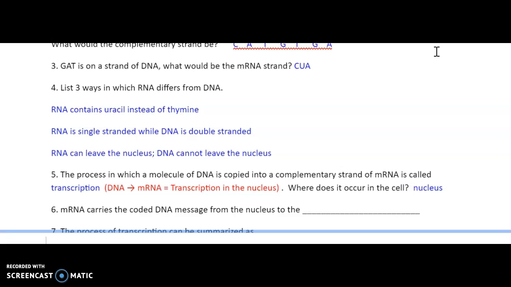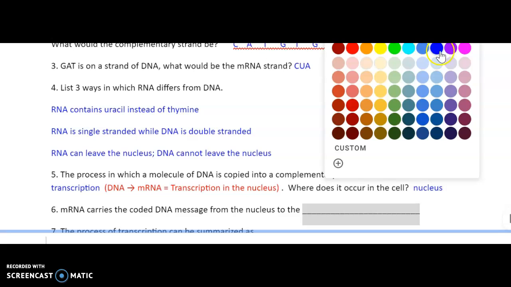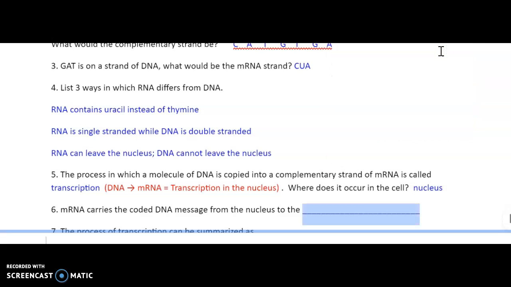Then the mRNA carries the coded DNA message from the nucleus out to where the protein is going to be made, and proteins are made by the ribosomes, so it's carrying it out to the ribosomes.